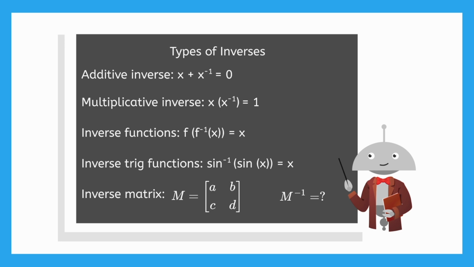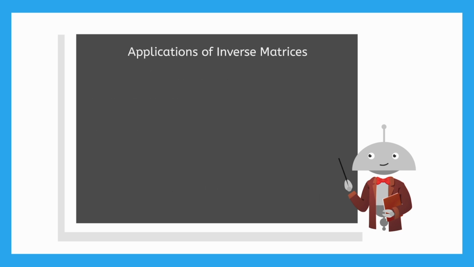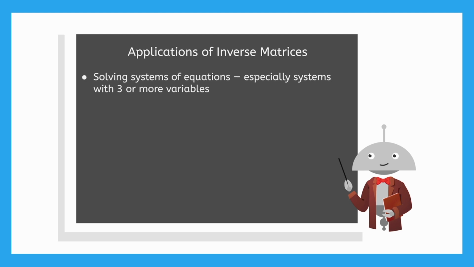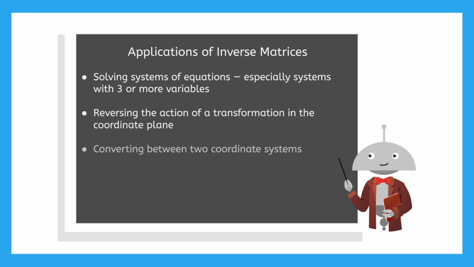The first question I'm wondering about is, why do matrices even need an inverse? How do we use it? The inverse of a matrix actually has a wide range of applications, including solving systems of equations, which we will do later in this unit, reversing the action of a transformation, and converting between two coordinate systems. Inverse matrices are heavily applied in the field of robotics to direct kinetic motion and in cryptography to decode messages in cryptographic algorithms.